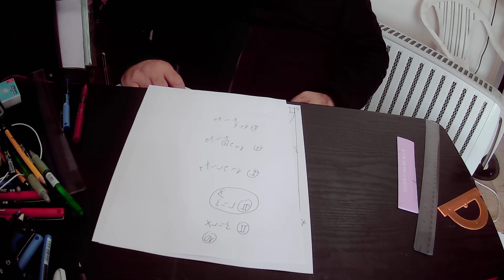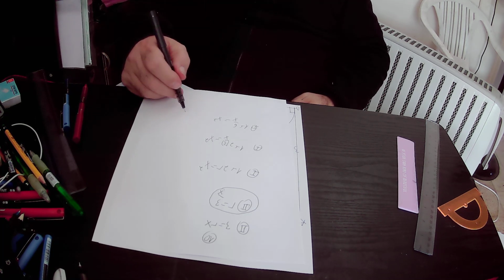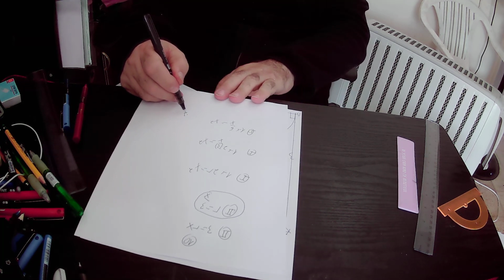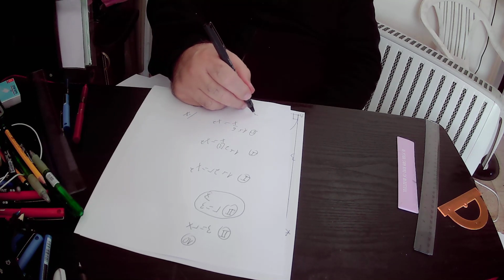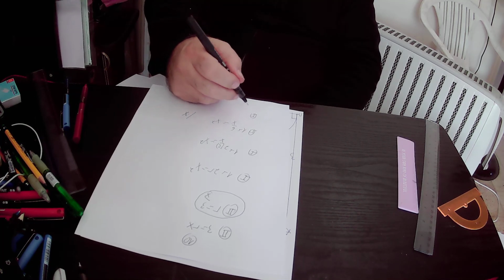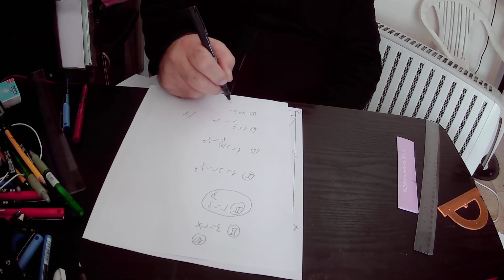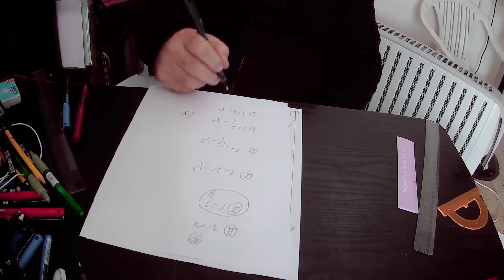Here we will multiply this equation by x. It is allowable to multiply by x because x must be a positive number. It can never be 0. So we'll get that x plus 6 equals x cubed.